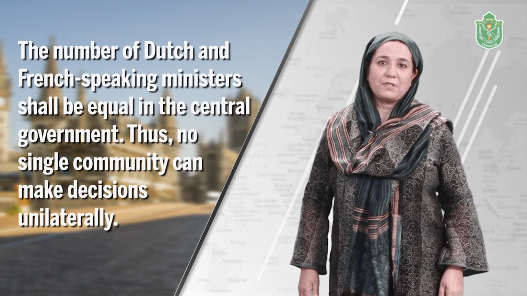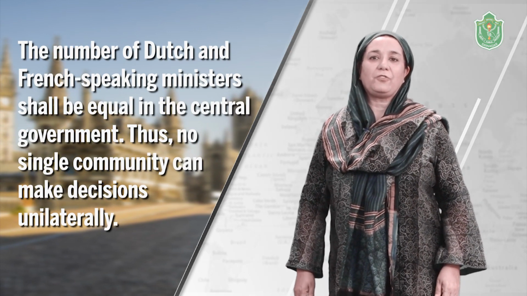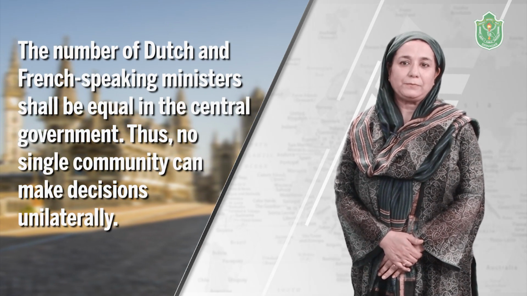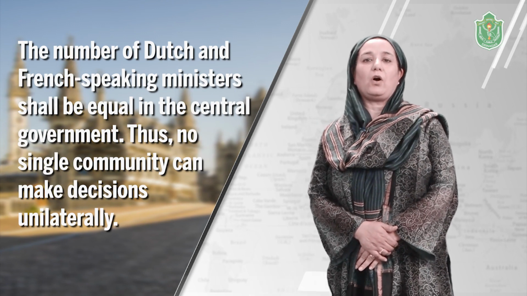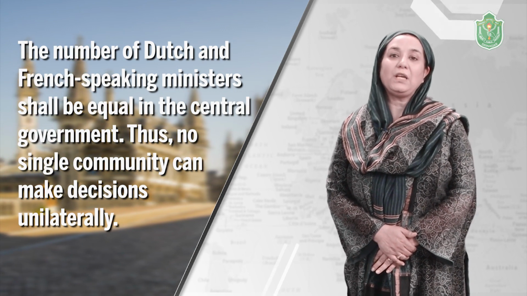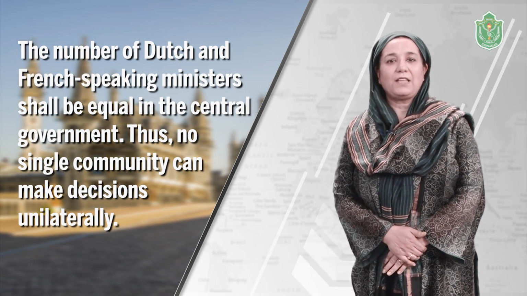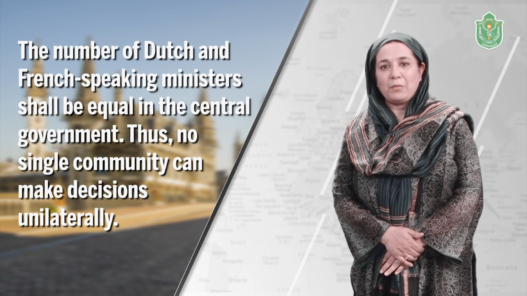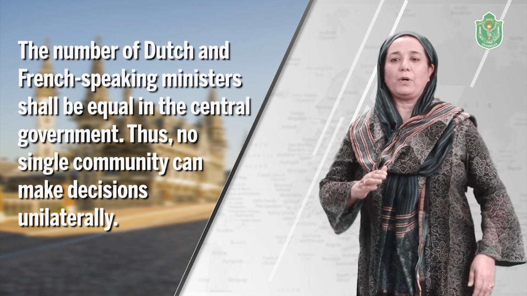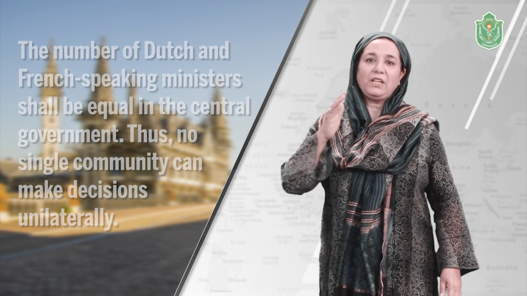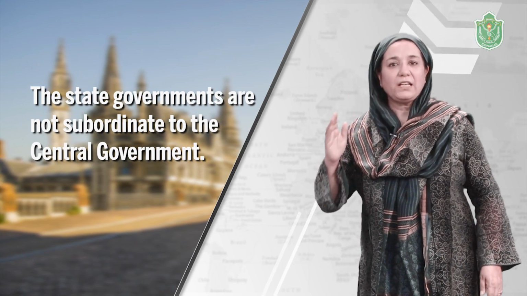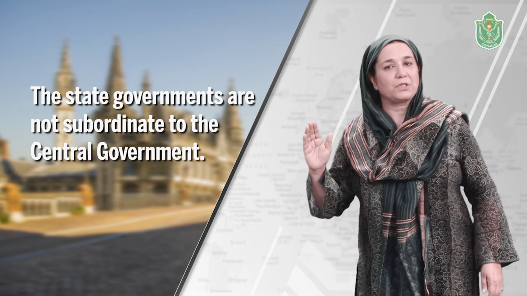The Constitution prescribes that the number of Dutch and French speaking ministers shall be equal in the central government. Some special laws require the support of a majority of members from each linguistic group. Thus, no single community can make decisions unilaterally. Many powers of the central government have been given to the state governments of the two regions of the country. The state governments are not subordinate to the central government.